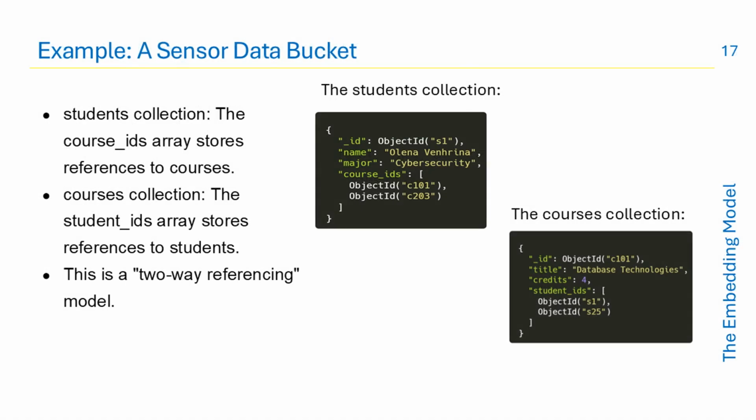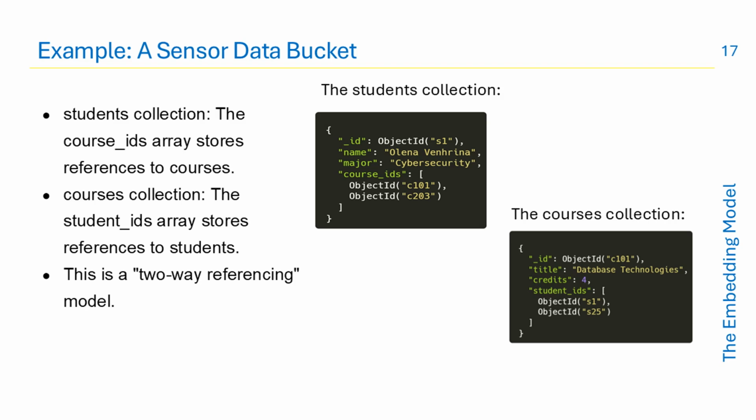Let's examine the structure. In the students collection, each document, in addition to student information, contains a course IDs field. This is an array that stores the ID of every course the student is enrolled in. Symmetrically, in the courses collection, each document contains a student IDs array, which stores the ID of every student attending that course. This two-way referencing model is extremely efficient for reads.